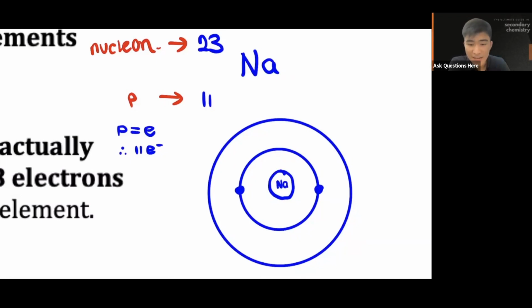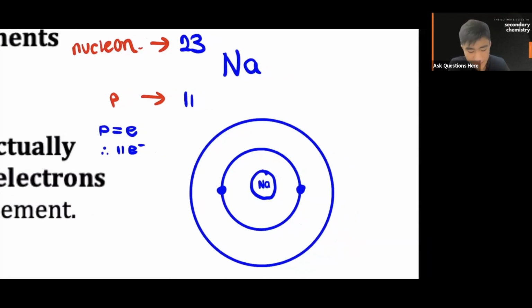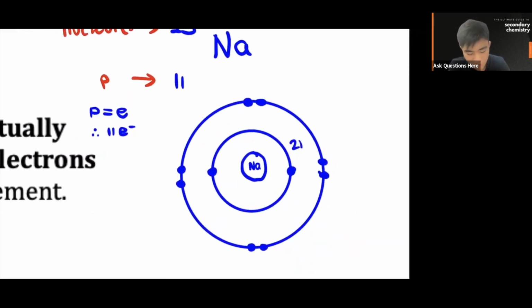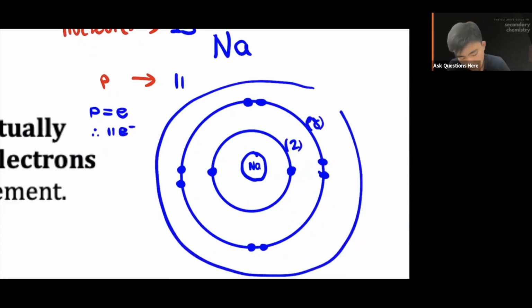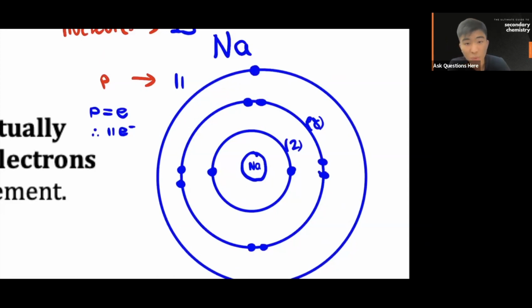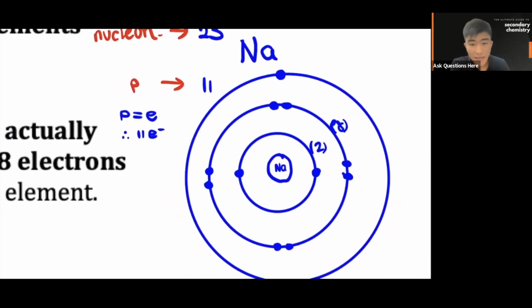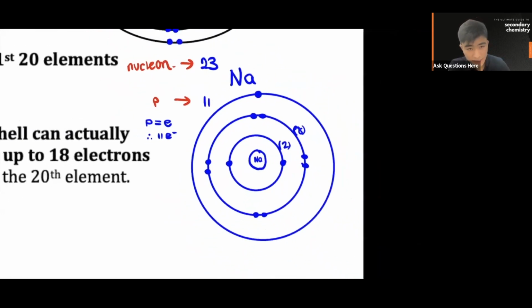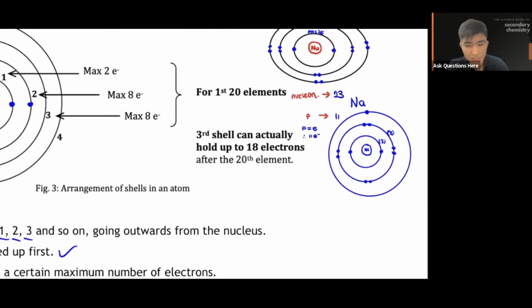First shell, I can have 2 electrons. Second shell, how many can I have? 8 electrons, right? So I put in 1, 2, 3, 4, 5, 6, 7, 8. Now how many electrons do I have? I have 2 already, I have 8 already. I need 1 more, so I'm going to draw in 1 more shell, and I'm going to put in 1 electron there. Is that okay, everybody? So this is how your sodium atom actually looks. If all of us are good with this, we're going to move on to the next part.